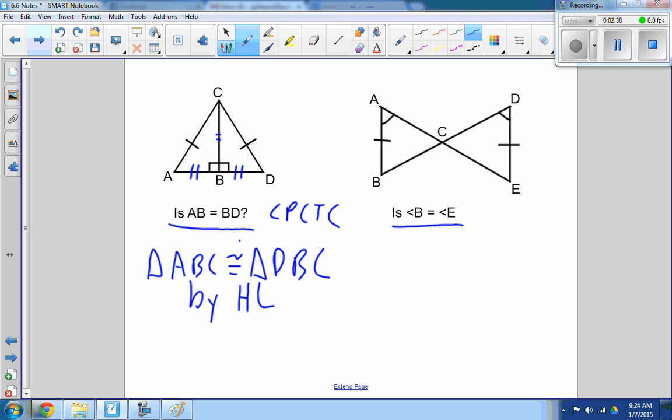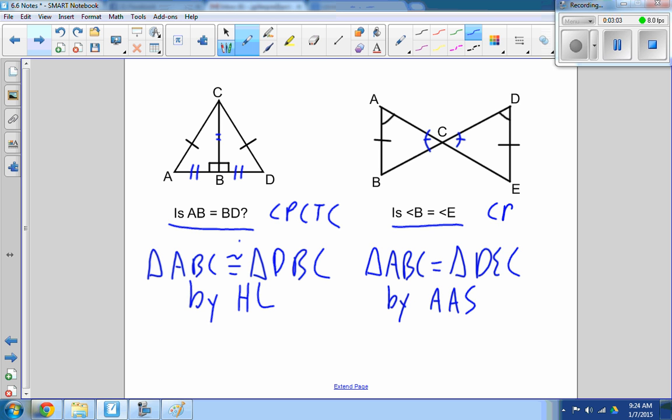So here's the next problem. Is angle B equal to angle E? Right now it's not marked, but I do know vertical angles are congruent. That gives me enough information to say triangle ABC is congruent to triangle DEC by angle side, which now since I have corresponding parts of congruent triangles, they have to be congruent. So angle B has to be congruent to angle E.